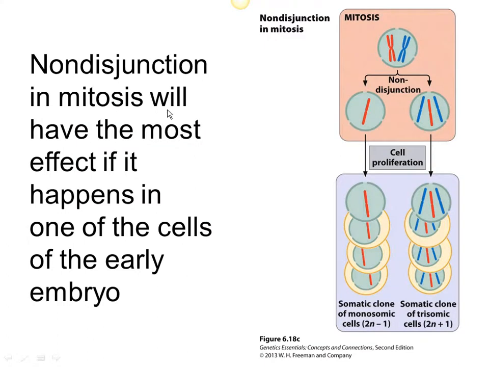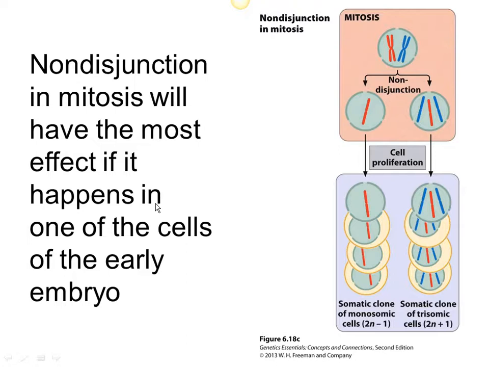Now, if you have a nondisjunction in mitosis, that would be where the chromatids are not correctly segregated at the metaphase and anaphase stage. Then you could get somatic cells that have the wrong number of chromosomes. And then as that cell continues to divide, you'll get a group of cells that have the wrong number of chromosomes.